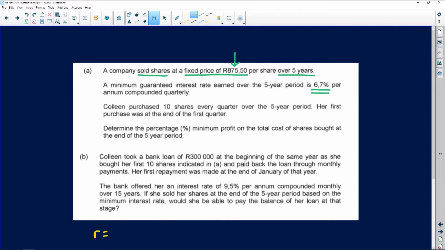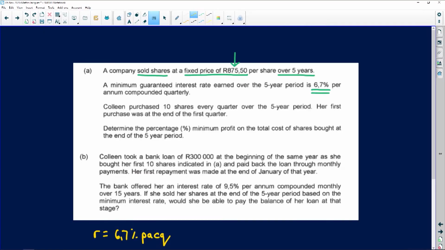The interest rate is 6.7% per annum, compounded quarterly. This is a nominal quarterly rate. Remember, we need to change it into an effective quarterly rate, per quarter, compounded quarterly. The way we do that is by dividing it by 4, but we'll do that just now. Let's read on.